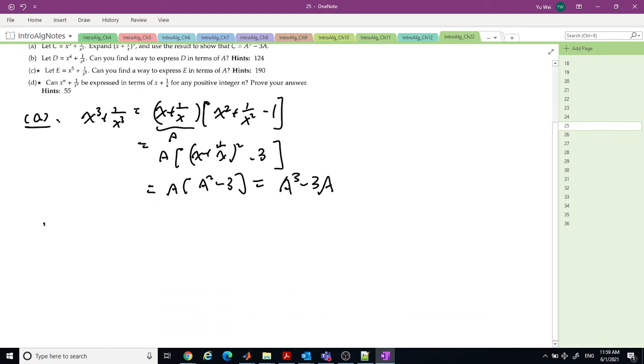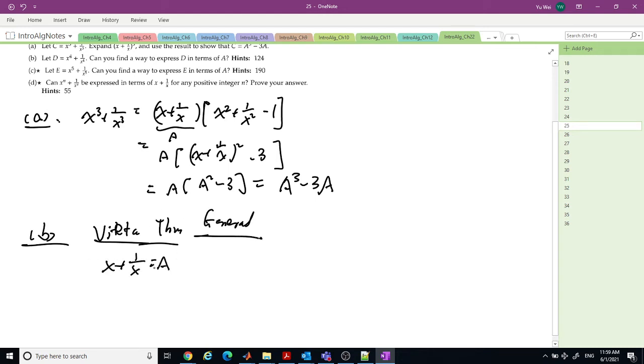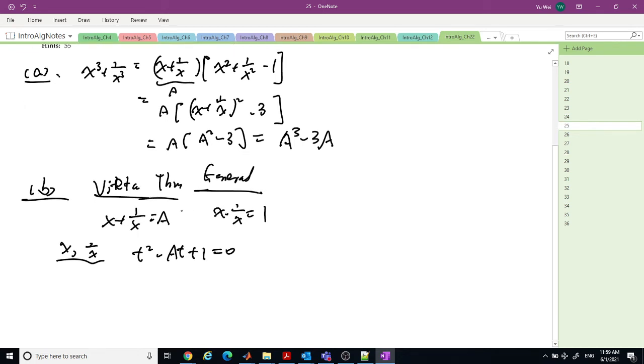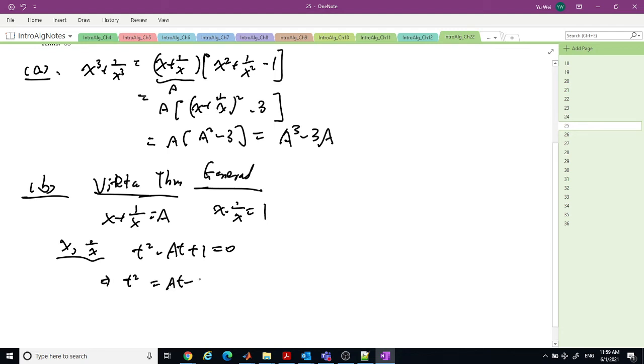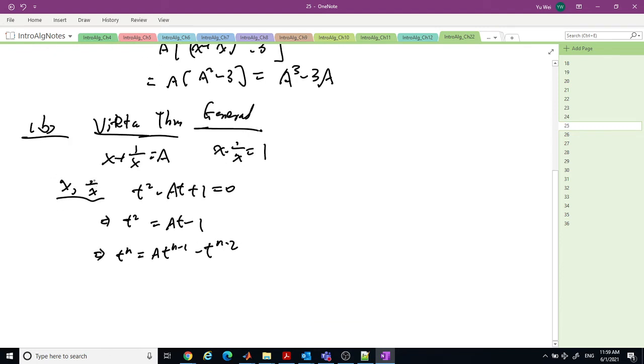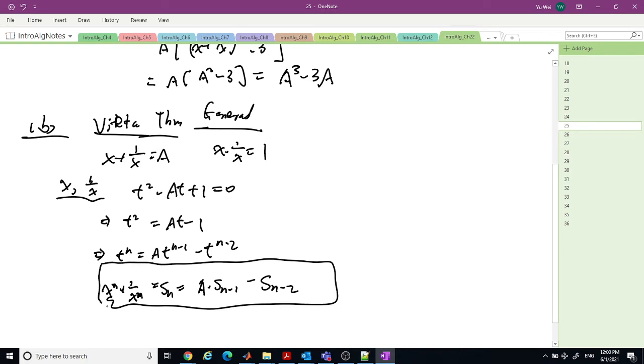Okay, now we want to use the Vieta theorem to give you a general form. Let's see, if x plus 1 over x is A, and x times 1 over x is 1, that means x and 1 over x are the roots of t squared minus At plus 1 equals 0, right? So now we can see t squared equals At minus 1, right? So now we can see t to the n is equal to A times t to the n minus 1 minus t to the n minus 2. And x and 1 over x are its roots, right? So x to the n plus 1 over x to the n, which is Sn, is equal to A times S(n minus 1), then minus S(n minus 2). This is the recursion, okay?